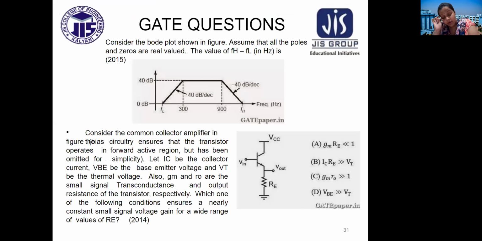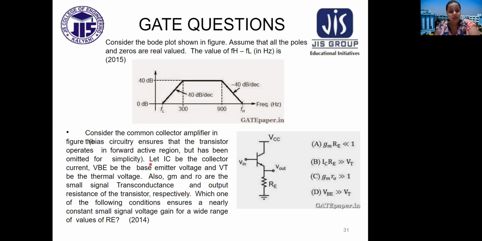There was a question in GATE 2015 that considered the Bode plot shown in the figure. Assume that all the poles and zeros are real valued. The values of FH and FL will be in hertz. So you have to find the value of high frequency and low frequency.